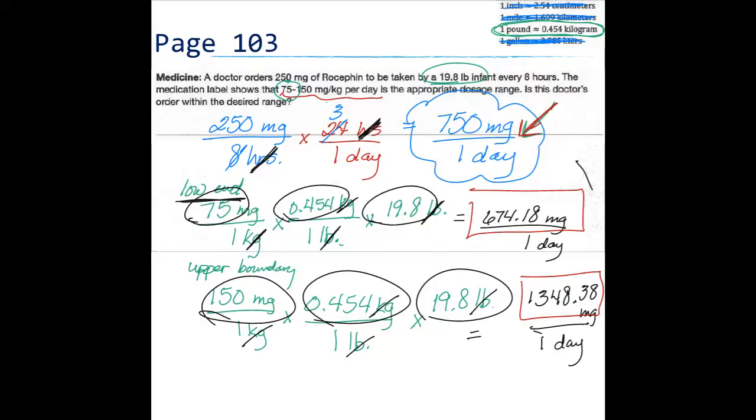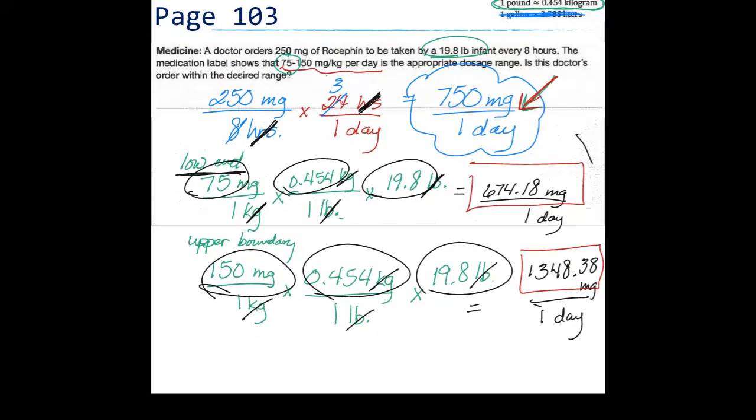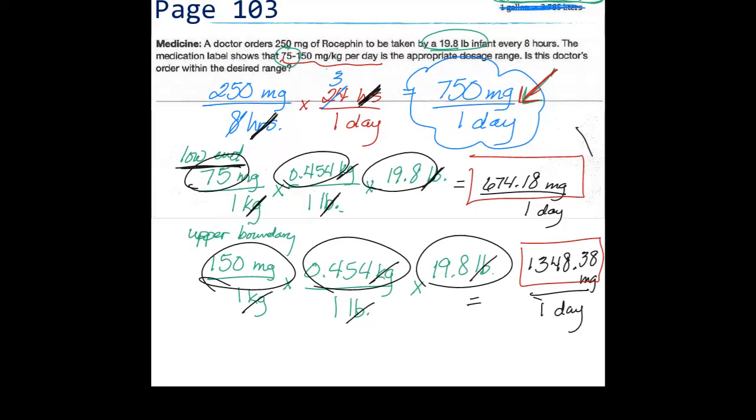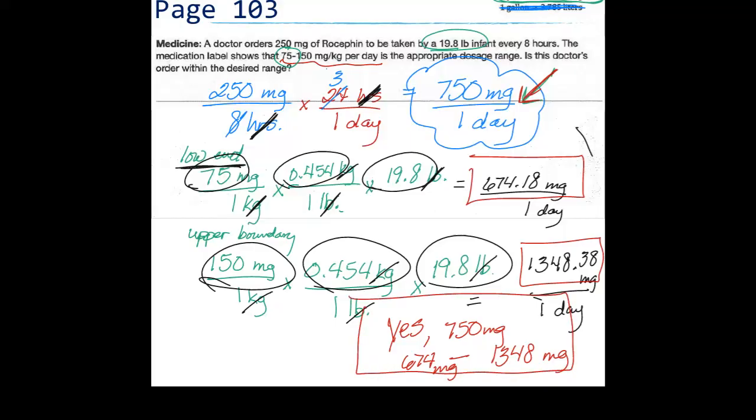Is this in between both of those? Yes. So is that the appropriate dosage range? Is the doctor's order within the desired range? Yes, because 750 is between 674 and 1,348. Okay, so that's a yes. Questions on that?